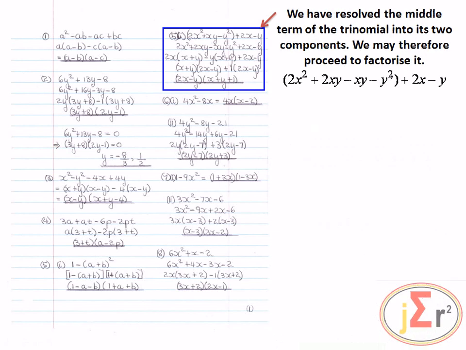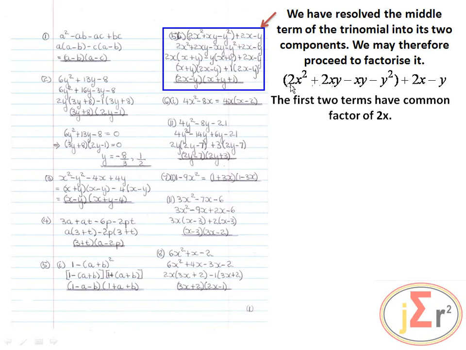We have resolved the middle term of the trinomial into its two components. We may therefore proceed to factorize it, which is the trinomial that we have converted into its quadratic form by resolving its middle term into its two components. We will continue to factorize. And the first two terms have a common factor of 2x. So taking these two together, we have a common factor of 2x.